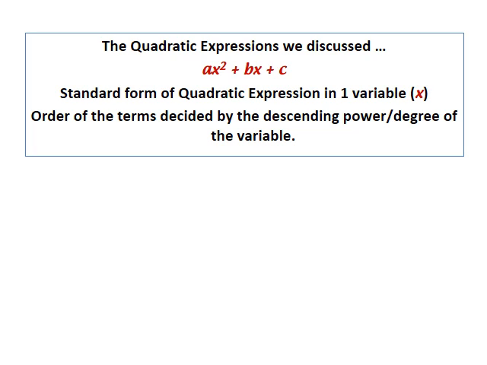So this is the standard form of a quadratic expression in one variable. The standard form is such that the order of the terms is decided by the descending power or degree of the variable. The first term is ax square, so x raised to the power of 2, and bx is x raised to the power of 1, and c is actually multiplied by x raised to 0, and because x raised to 0 is 1, we don't write it.